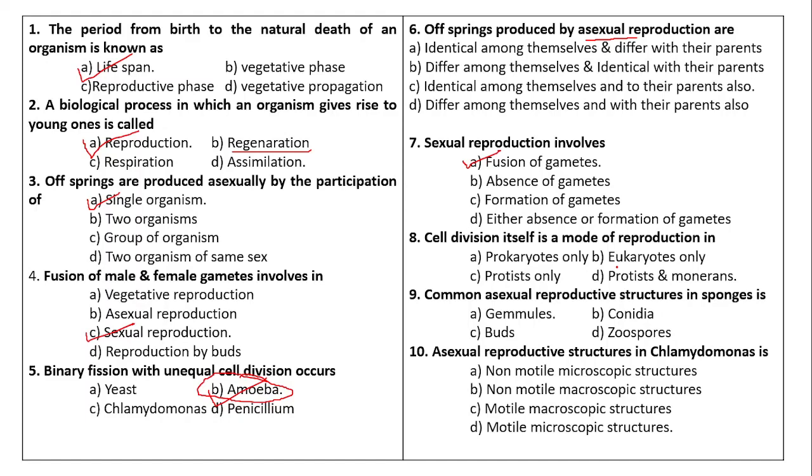Coming to the next one, that is common asexual reproductive structures in case of sponges. Common asexual reproductive structures.